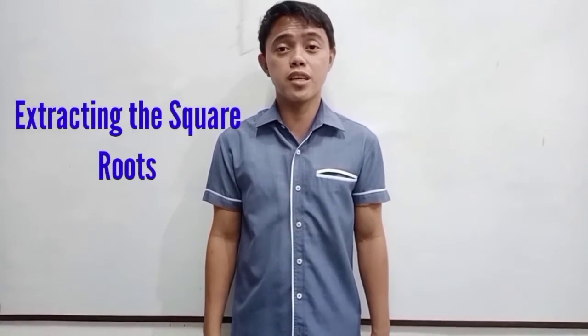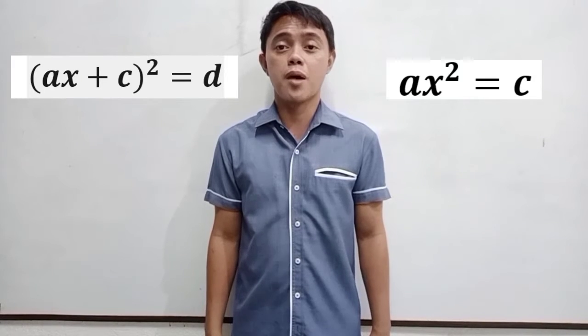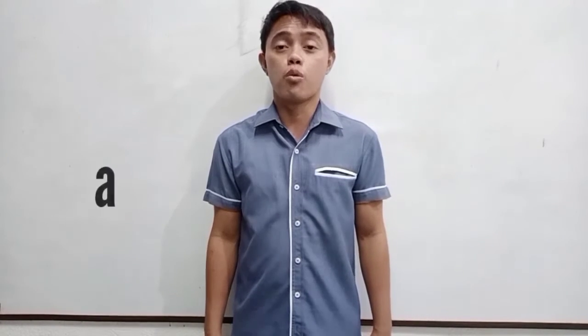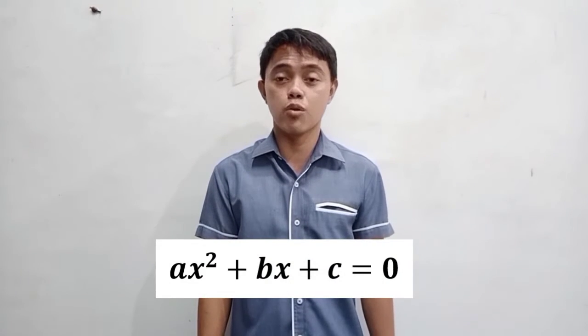The simplest method to solve quadratic equations is by extracting the square roots of the equation. However, we can only use the extracting square root method if and only if the quadratic equations are in the form ax squared is equal to c and (ax plus c) squared is equal to d, where a, c, and d are real numbers, and a is not equal to 0. Thus, we cannot use the extracting square roots method if the equation is in the form ax squared plus bx plus c is equal to 0, wherein there is a linear term.